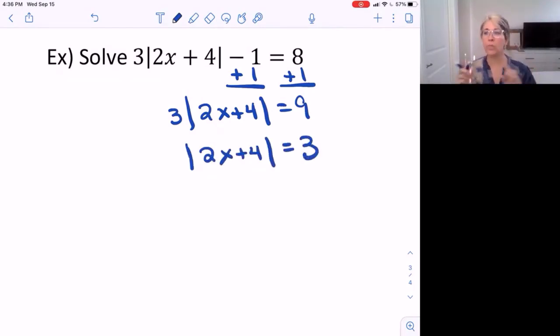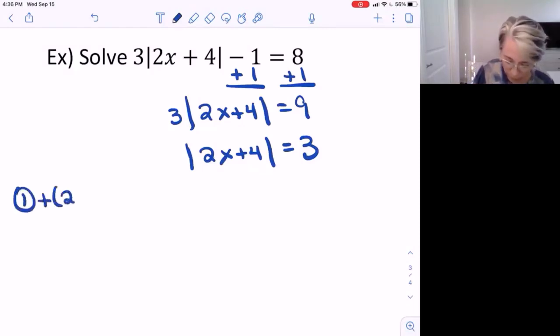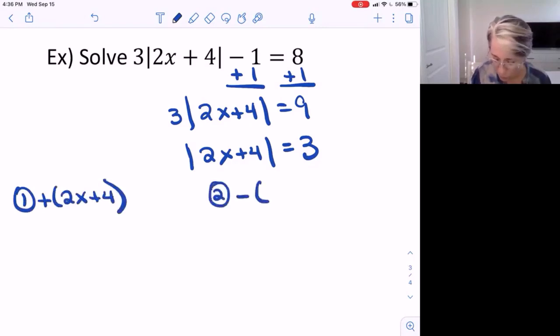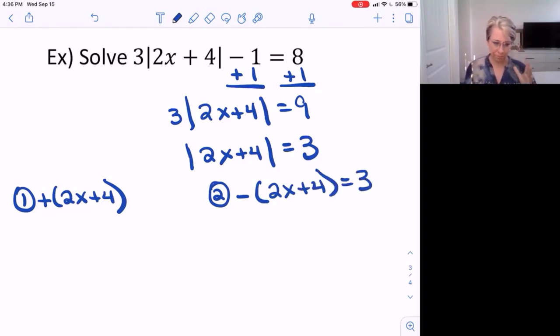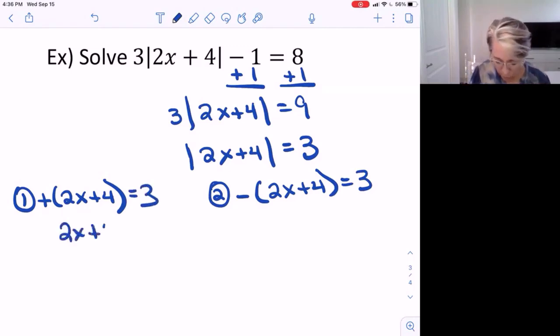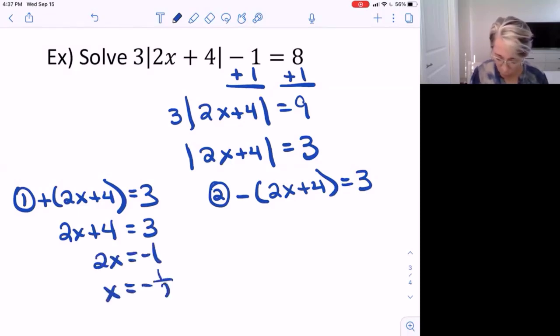Now we can do our 2 possible solutions, where the inside of that absolute value could be the positive version, or the inside of that absolute value could be the negative version. So basically, you're distributing a positive 1 and a negative 1. Oops, I forgot my equals 3 there on the first one. So on the first one, distributing a positive 1 does not affect anything. So if we subtract 4 from both sides, we would get 2x equals -1. Divide both sides by 2, we get -1/2.